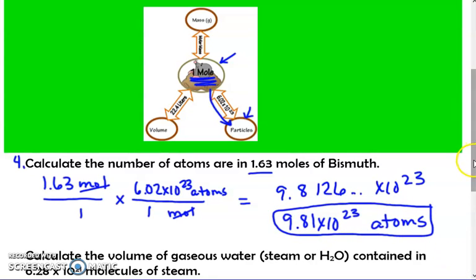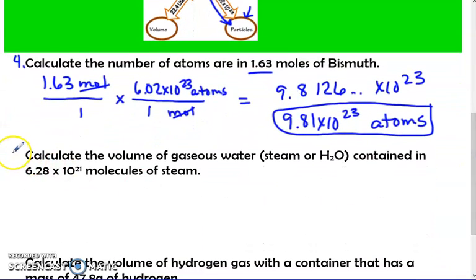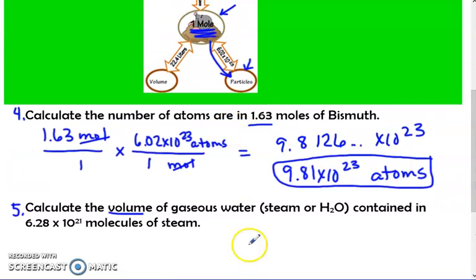Okay, we're going to do one more. We'll do also number 5. Okay, calculate the volume of gaseous water, which is steam, or H2O, contained in 6.28 times 10 to the 21st molecules. So we are actually going from, let me erase this up here, particles, molecules, right here, and we are going to end up with volume right there. This is liters, of course.